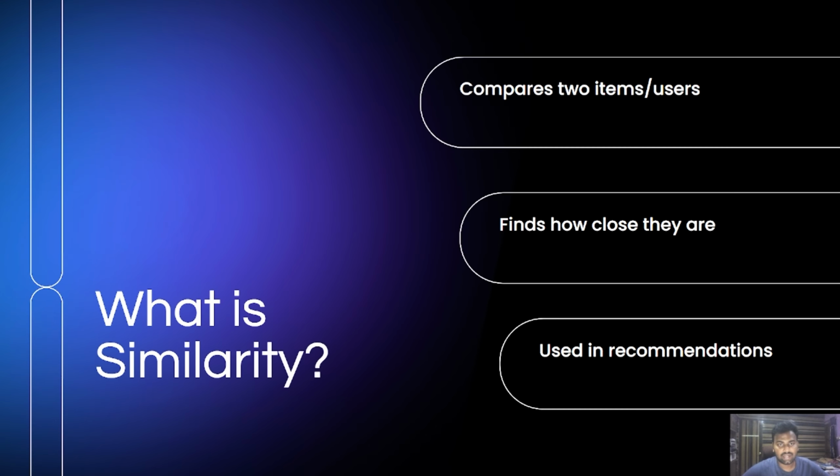What is similarity? Similarity means measuring how much two users or two items are alike. In a recommendation system, similarity helps us find which items are close to a user's interest or which users have similar taste. This becomes the base of making recommendations.